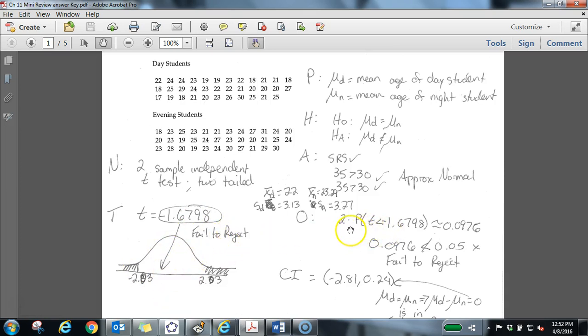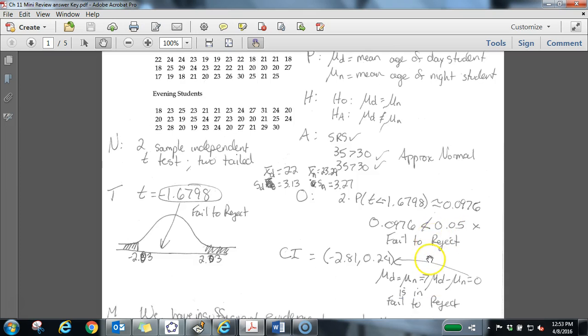When we do our p-value, it's 2 times, because it's a two-tailed test, the probability of t less than negative 1.6798. It's less than because it's negative, and we get 0.0976. That is obviously not less than 0.05, our alpha, so we fail to reject.